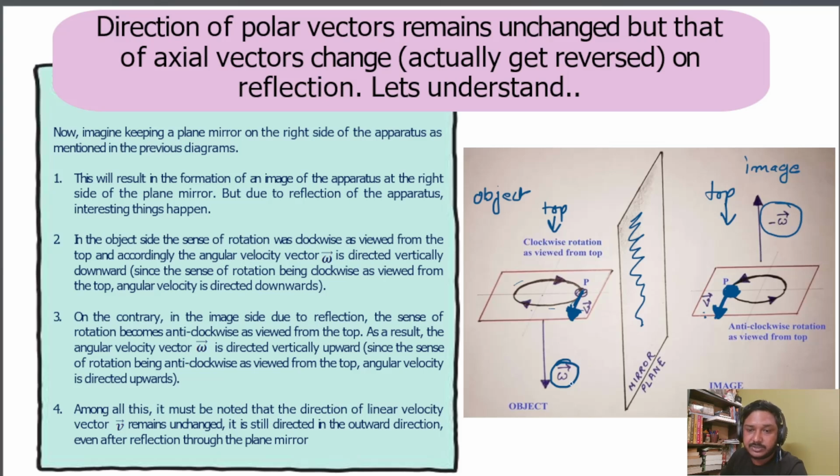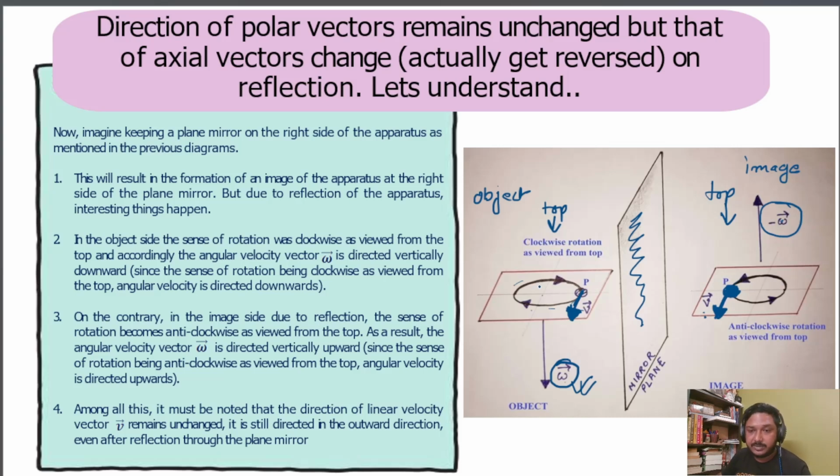Why minus? Because on the downward side we have considered positive, so on the upward side it will be negative. You can think of it the reverse way also. You can write minus omega here and plus omega on this side. It's up to you, that's not a matter. The thing is, on one side it has to be positive and on the other side it has to be negative. So if omega is in the downward direction, minus omega will be in the upward direction.